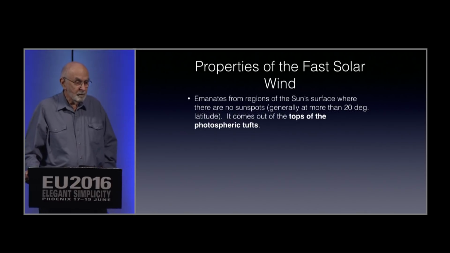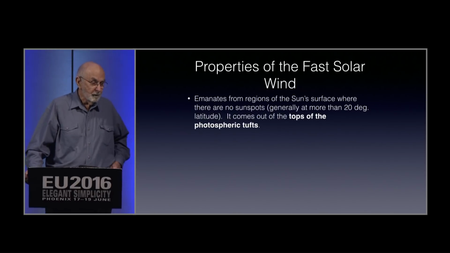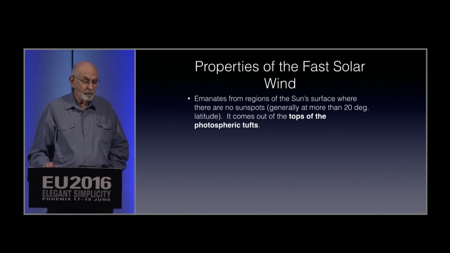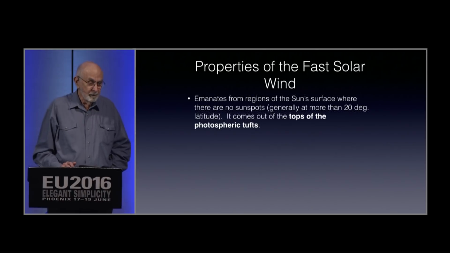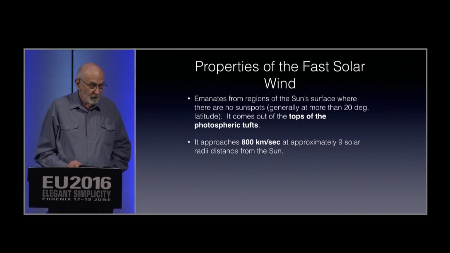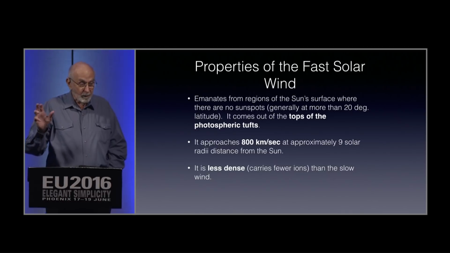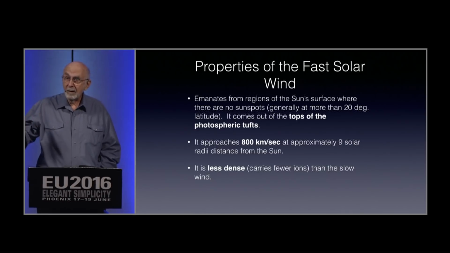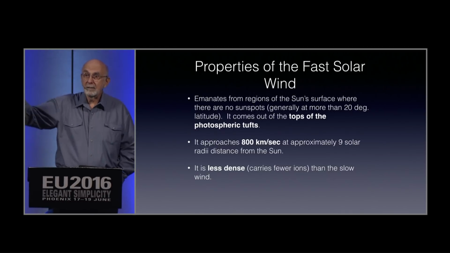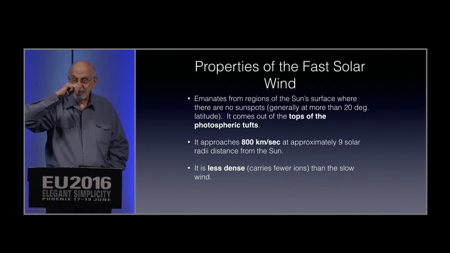So just to state it succinctly, the fast solar wind emanates from regions in the sun where there are no sunspots, generally at more than 20 degrees latitude, and it comes out of the tops of the photospheric tufts. It approaches 800 kilometers per second, and it gets to that maximum at about 9 radii. It's not too far out. They used to think it accelerated beyond Jupiter. It doesn't, not too much anyway.